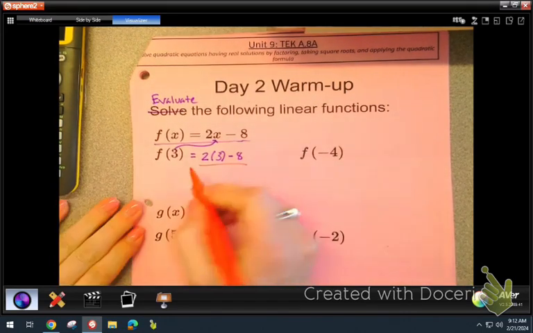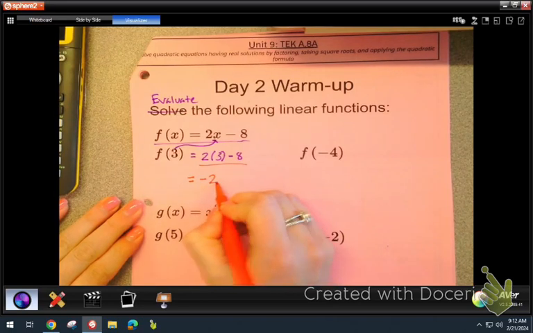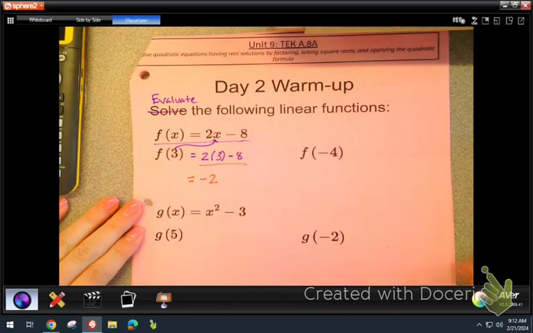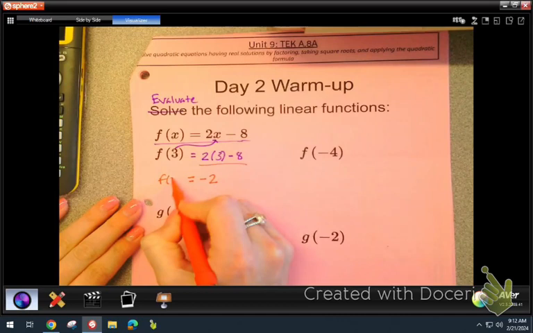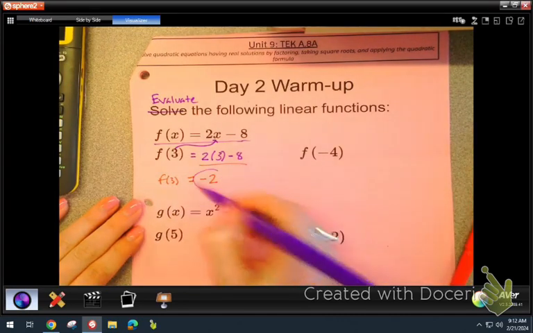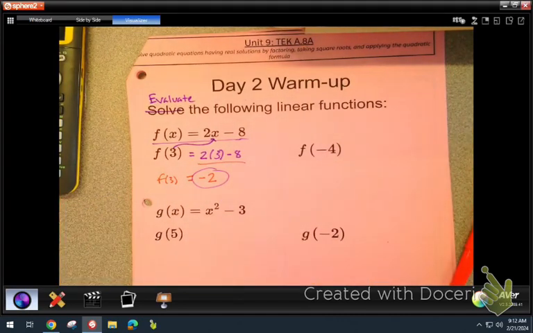And what'd y'all get? Negative 2. Technically how you would write this is f of 3 is equal to negative 2, but negative 2 is the output. So that means when you put in an x value of 3, you get a y value of negative 2. That's giving you an ordered pair in that function.